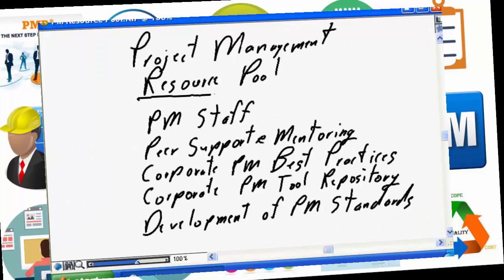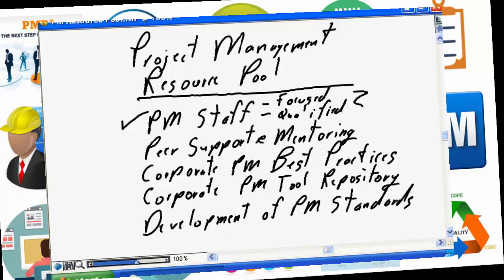Another very common function of the PMO is to be the project management resource pool for the organization. Effectively, all project management staff report into the PMO. That ensures we have focused staff whose interests and skills are on project management. This ensures that we have qualified staff.